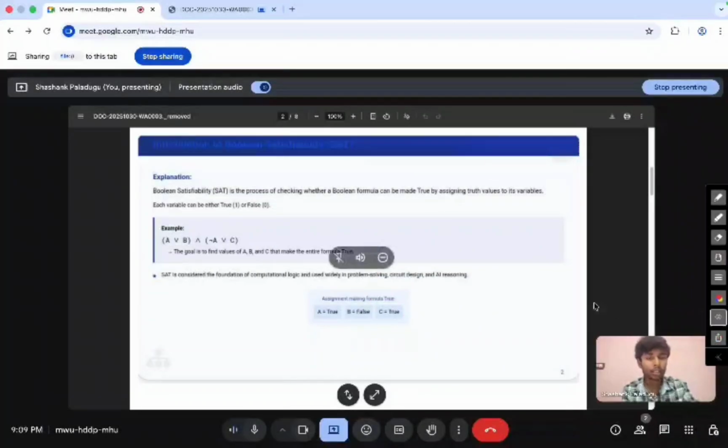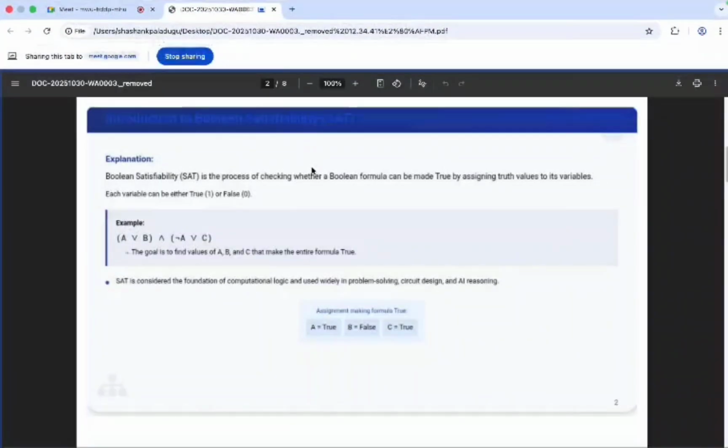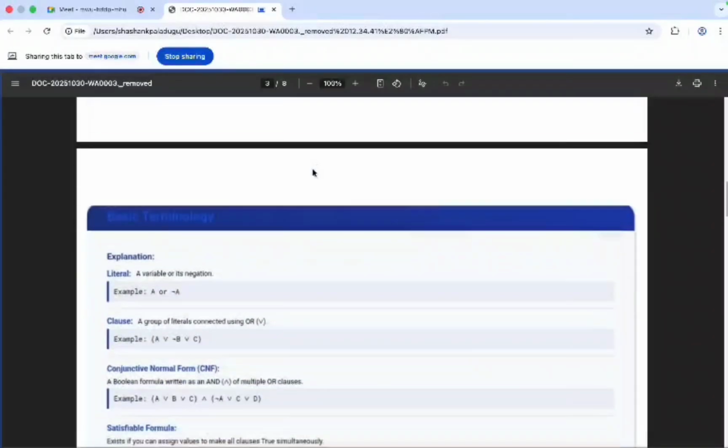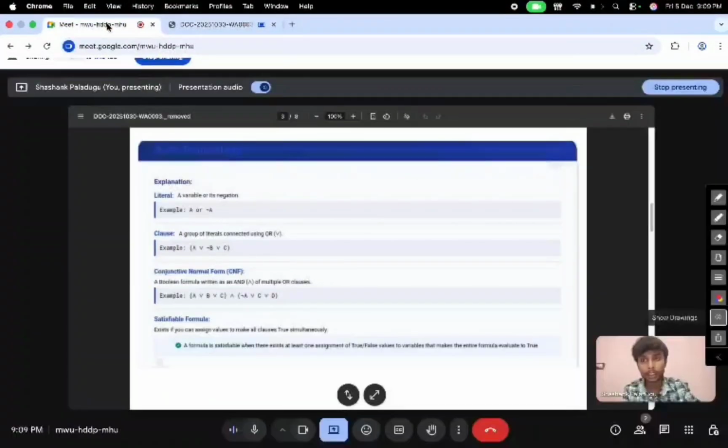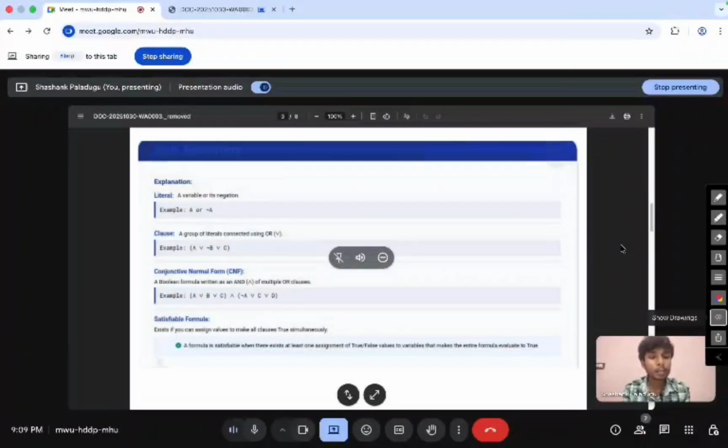I'll just hide this. Okay, now let's go into the next slide. Let's see what the basic terminology states here. Now coming to the basic terminology.